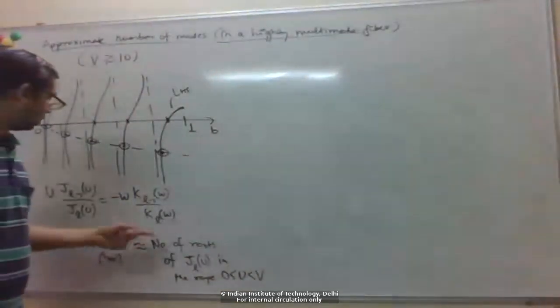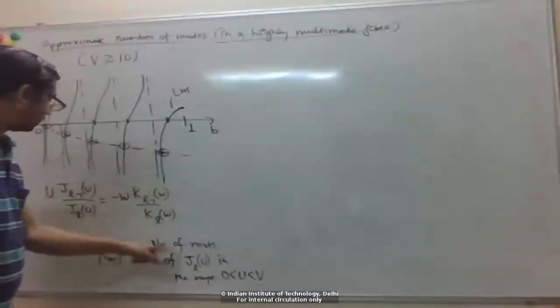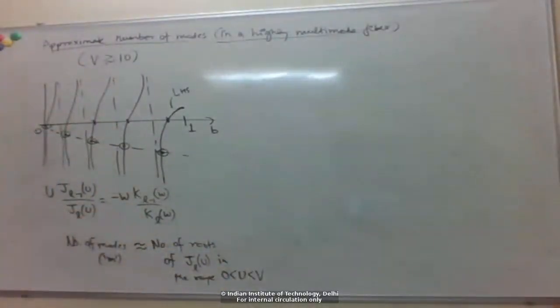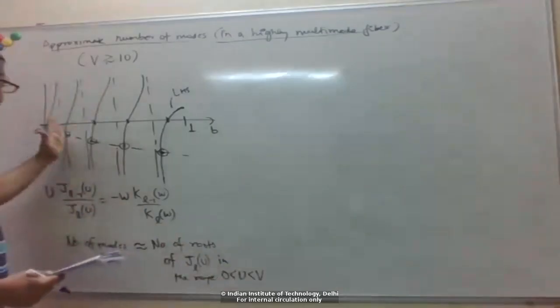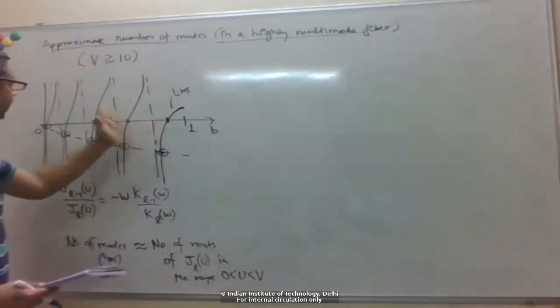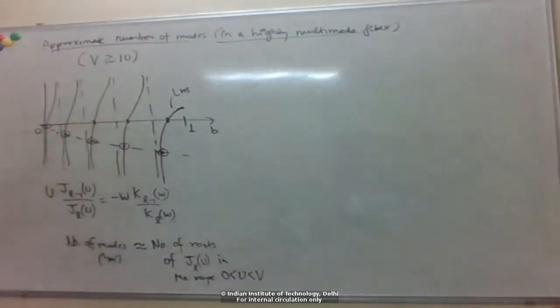So remember basically U, as we change B from 0 to 1, this U goes from V to 0. So in this range of U from 0 to V, we want to find the number of roots of this Bessel function, which will tell me how many times it diverges, and that's roughly equal to the number of roots.